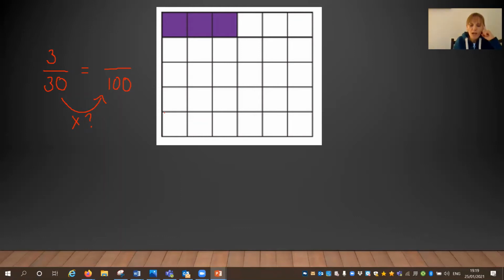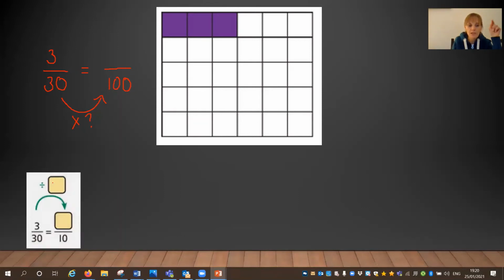I am going to first of all think, well, 3/30, they're in the same times table, so they can be divided by a number that is the same. Therefore, I'm going to put 3/30 into tenths. In order to get this fraction into something out of 100, I've got to do 2 steps. So here comes step 1. Step 1 is I'm going to change my fraction to become something out of 10.